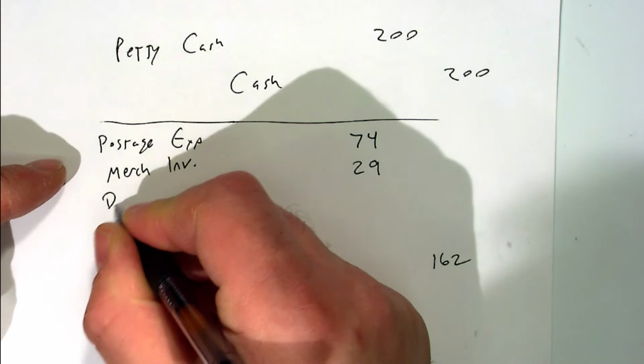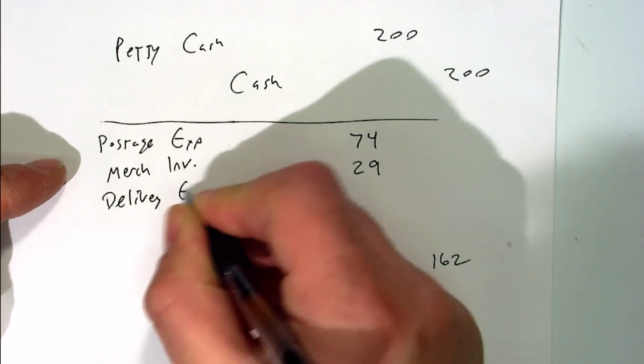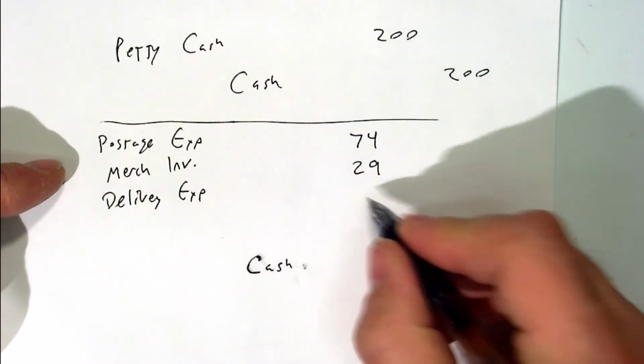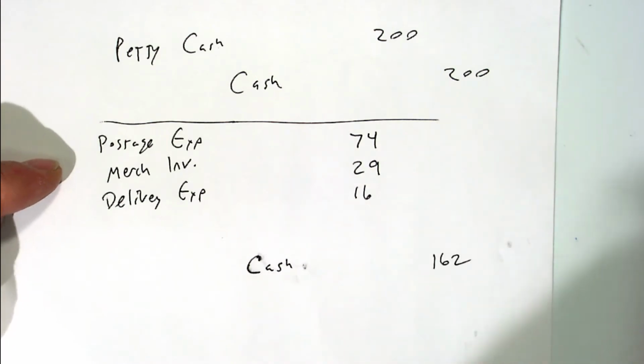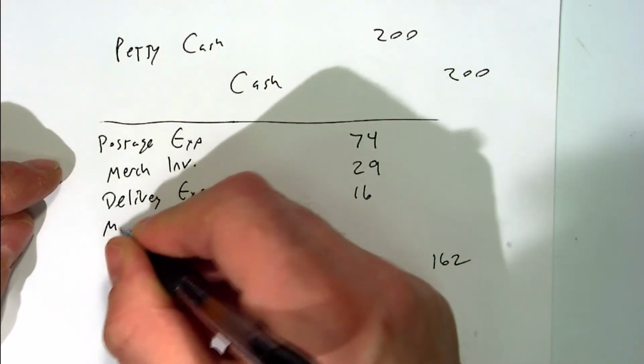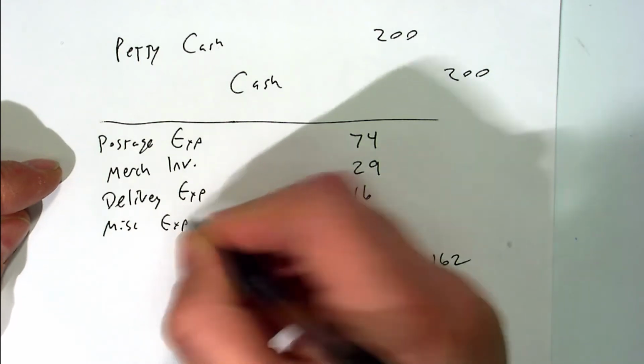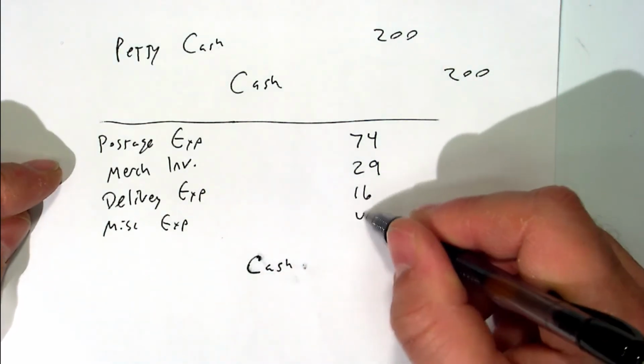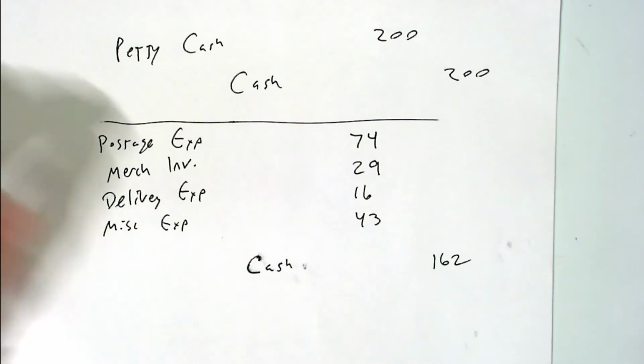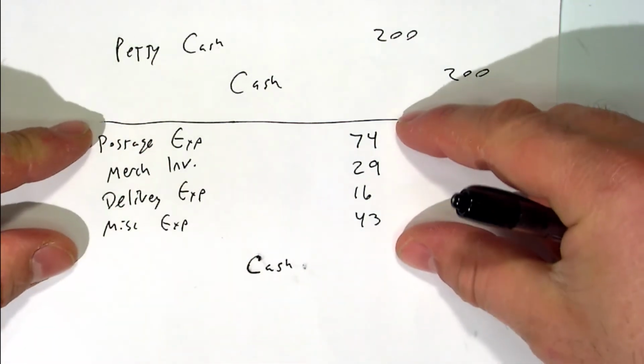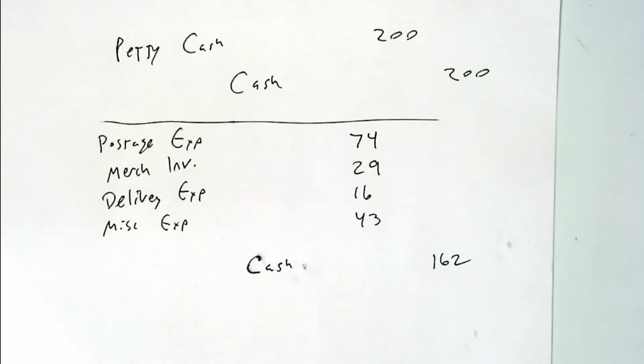Okay, then I think we had delivery expense, right? For how much? 16. And then I think we had miscellaneous expense for 43, is that correct? Okay, so this was the first step. This was the second step. What's the third step? Ask ourselves if that journal entry balances. Does it? Does it balance? Do the debits equal the credits? Yes, they do. So we don't have to debit or credit any sort of cash over in short account. Okay?